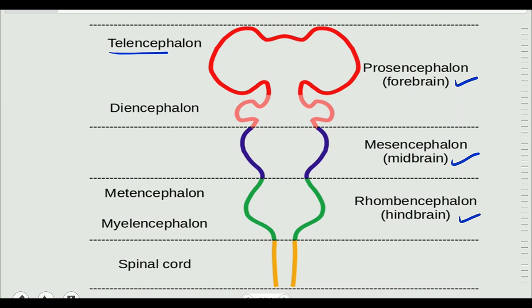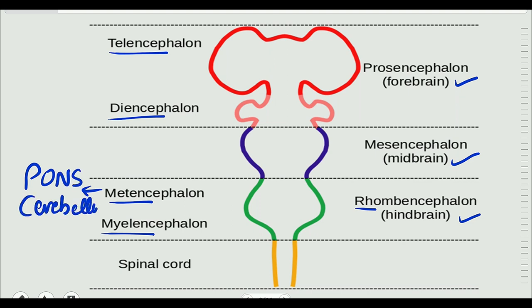Forebrain has got telencephalon, cerebral hemispheres, and the diencephalon. Rhombencephalon has got metencephalon and the myelencephalon. Metencephalon is the pons and the cerebellum, while the myelencephalon is the medulla oblongata. In all the parts, we have got cavities and channels for the circulation of the cerebrospinal fluid.